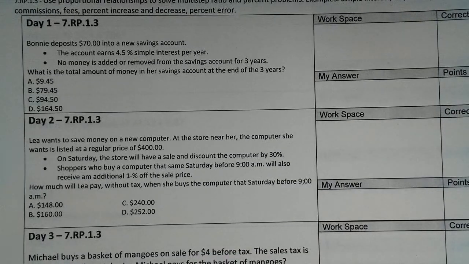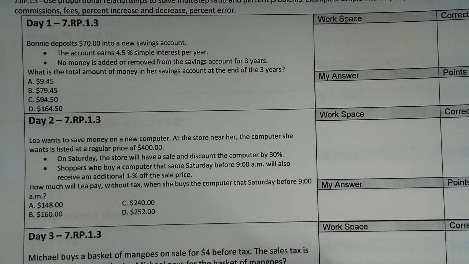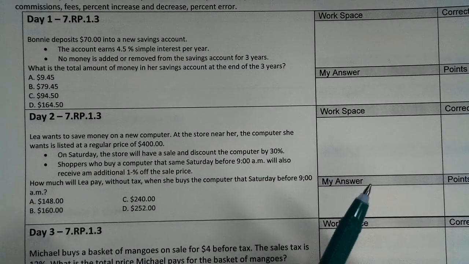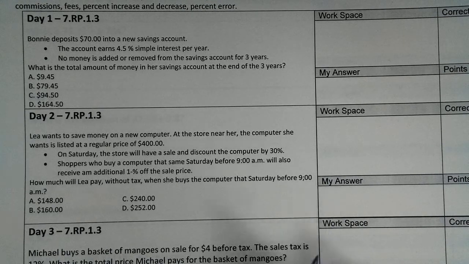All right, so Bonnie deposits $70 into a new savings account that earns 4.5% simple interest per year. No money is added or removed from the savings account for 3 years.